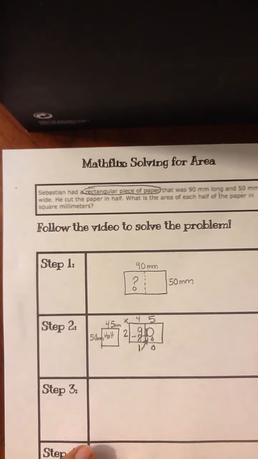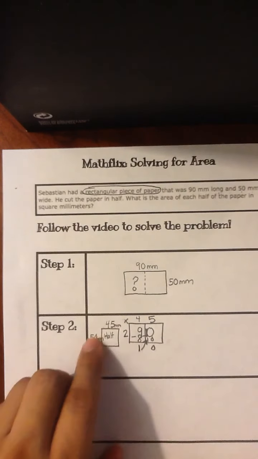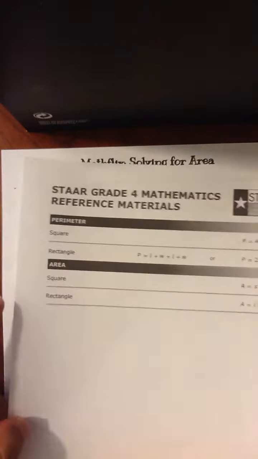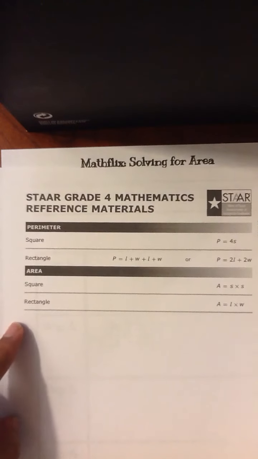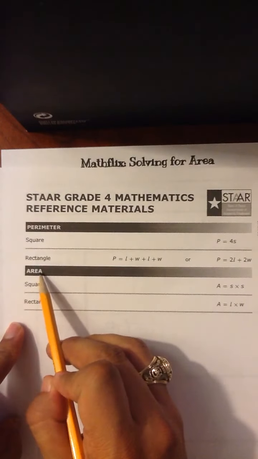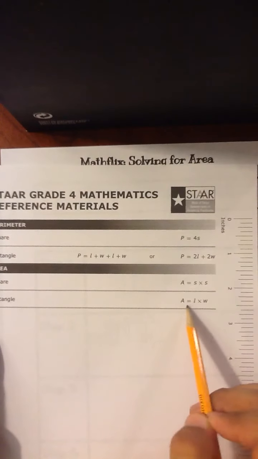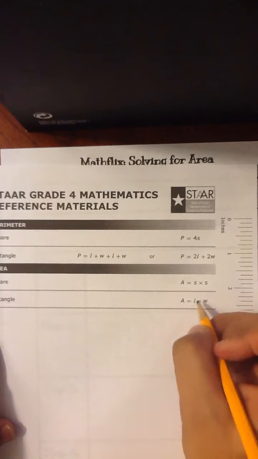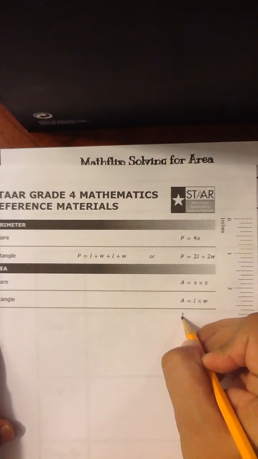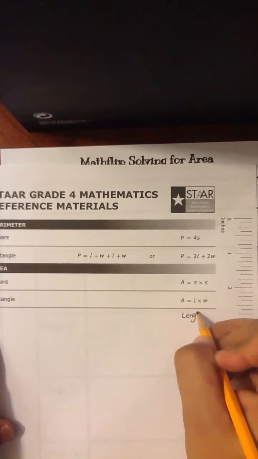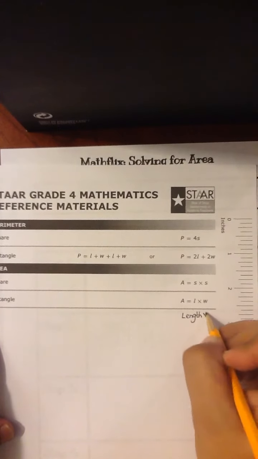And you might be asking yourself, hey, where is Mr. Medina getting that formula? Why does he know that it's multiplication for area? If you go back to your STAR reference charts, guys, it actually gives you the answer. Area of a rectangle is going to be area equals length times width. And if you don't know what the L stands for, L is for length, and the W is for width.